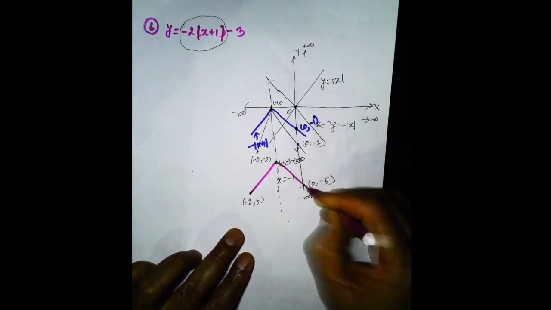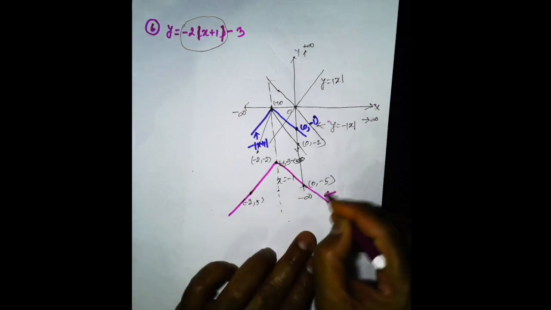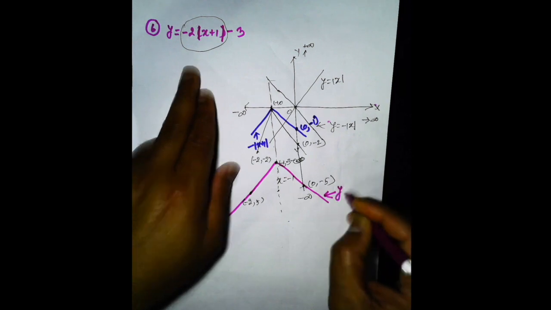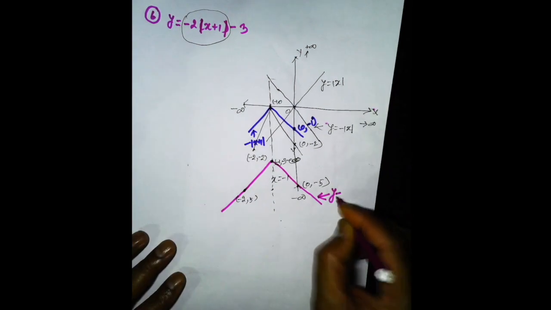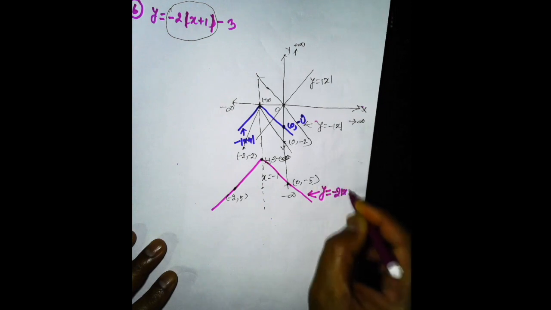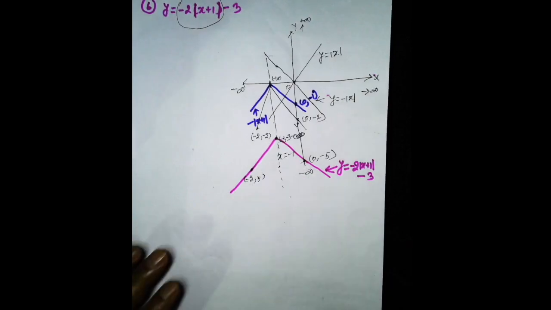If domain or range is not fixed, you can just extend your graph like this. So this will be your final graph. In that graph, this is the graph for y equals -2|x + 1| - 3. So this is the final graph of the given function.